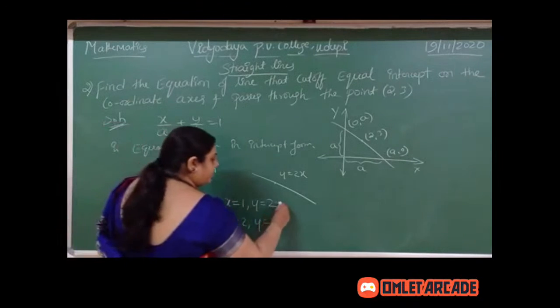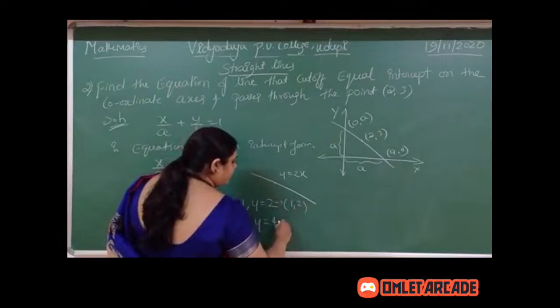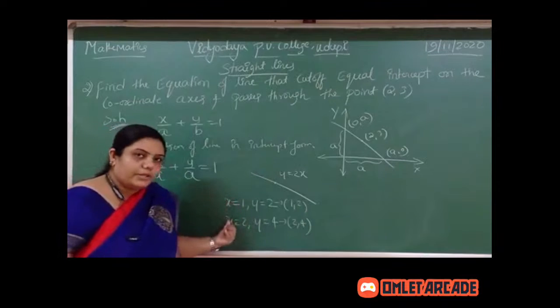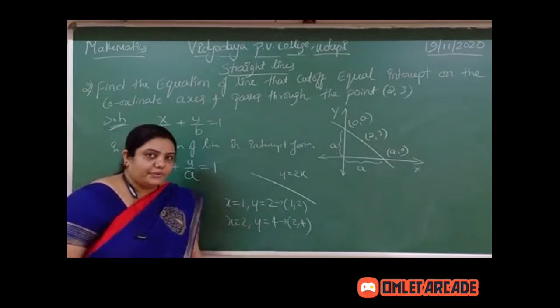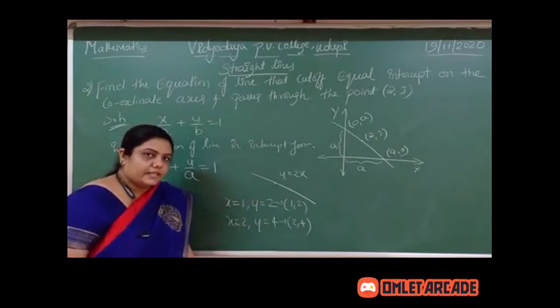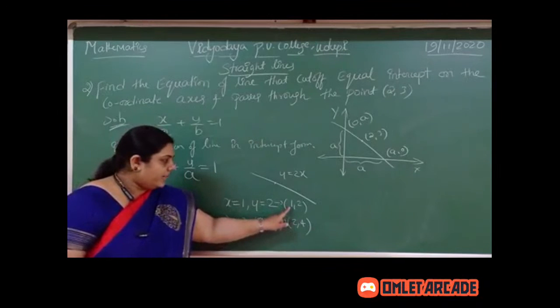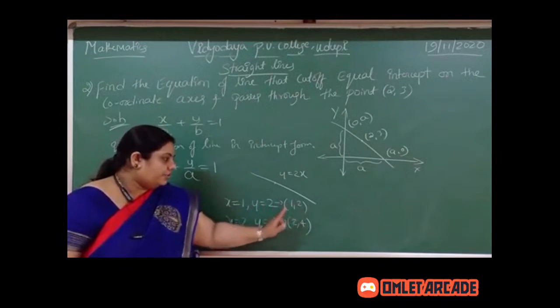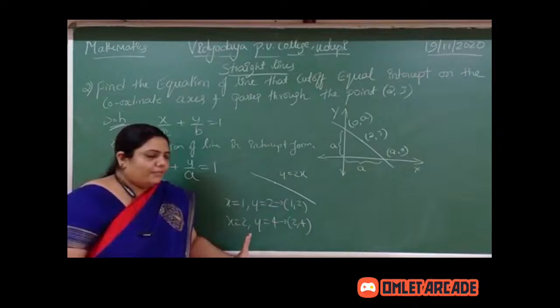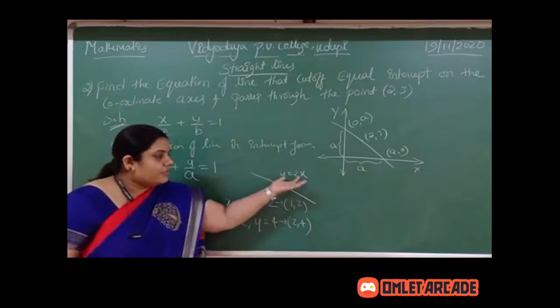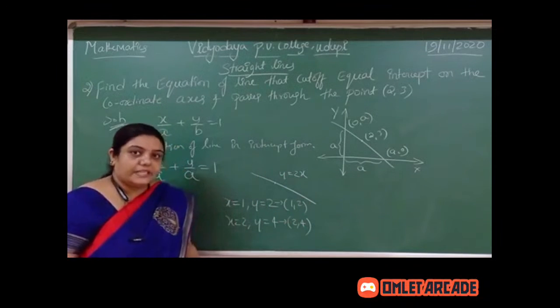Similarly, when x is equal to 2, y will be 4. I mean, we got 2 points here. One point is (1, 2) and another point is (2, 4), isn't it? When x is equal to 1, y is equal to 2. When x is equal to 2, y is equal to 4. Yes? So we have 2 points now. The x coordinate is 1, y coordinate 2; the x coordinate is 2, y coordinate is 4. We got this from what? The equation of that particular line.